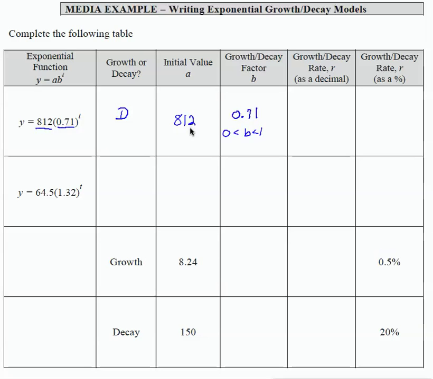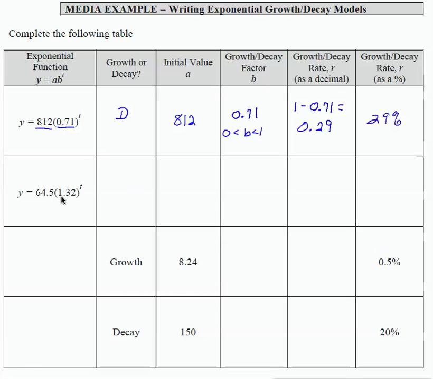Because I have a decay equation, to find the rate of decay, I need to subtract the b value from 1. If I do that, I get 0.29, which is my decimal representation for the rate of decay. To make that into a percent, I need to move the decimal to the right 2 places. This is 29%. So this equation represents an equation that has a 29% rate of decay.